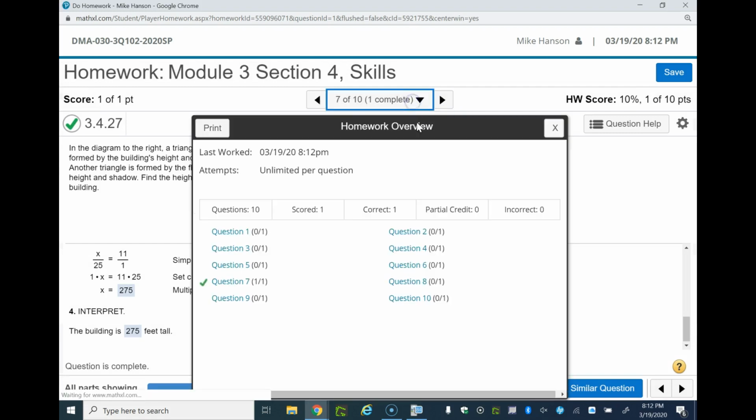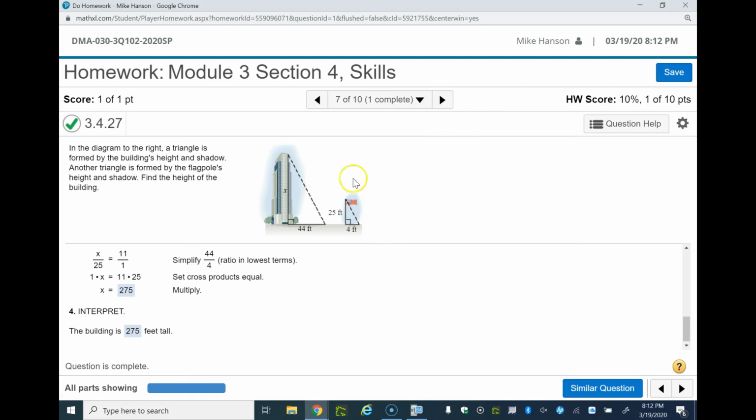And I think that should cover everything in this section, Section 4, as far as putting two shapes together and seeing if they are similar and how they correspond.